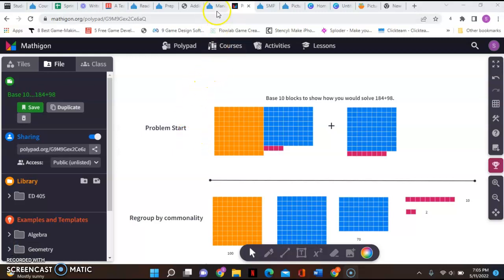Alrighty then, so this is the manipulatives practice number 3, and in this practice we had to use base 10 blocks to show how you would solve 184 plus 98. And so this is how I started the problem off.